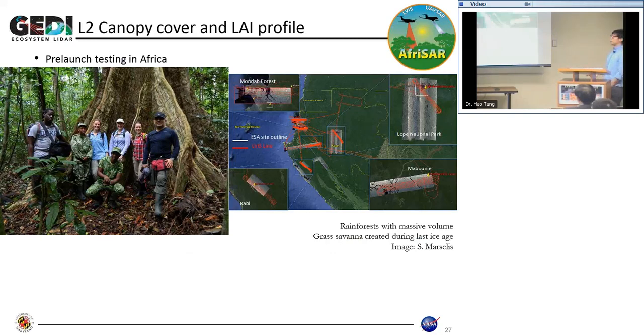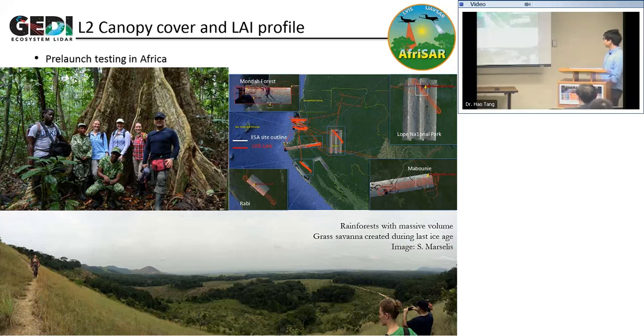Here, I would like to focus a little more on the canopy cover and LAI profile, since I'm responsible for that. We did our pre-launch testing in Africa, which is where the previous example comes from. NASA has been flying not only LVIS, the airborne lidar, but also other data like SAR over Gabon in Central Africa. You can see pretty good coverage over this country. What you see down here is a nice gradient between the savannas, created during the last ice age, and the dense forest down in the south.